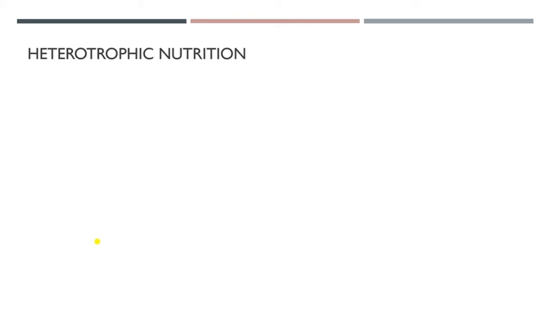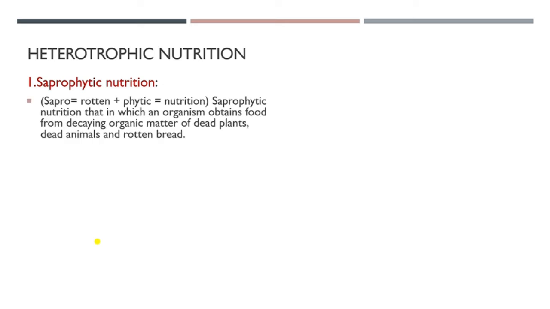Heterotrophic nutrition. Already we discussed that there are 4 types of heterotrophs. One is saprophytic nutrition, second is parasitic nutrition, third is symbiotic nutrition, fourth is holozoic nutrition. Now we discuss saprophytic nutrition. Sapro means rotten and phytic means nutrition. These are organisms which obtain food from decaying organic matter of dead plants and dead animals and rotten food materials.